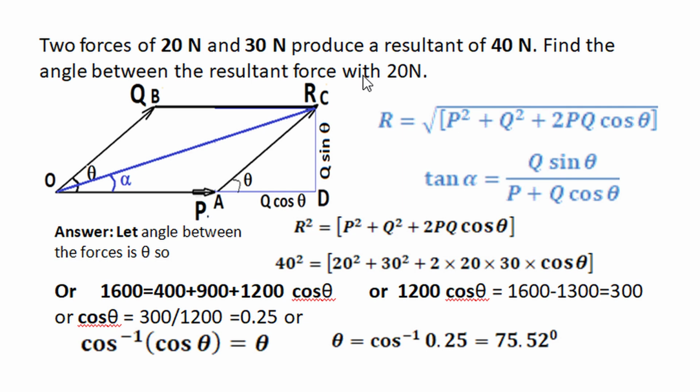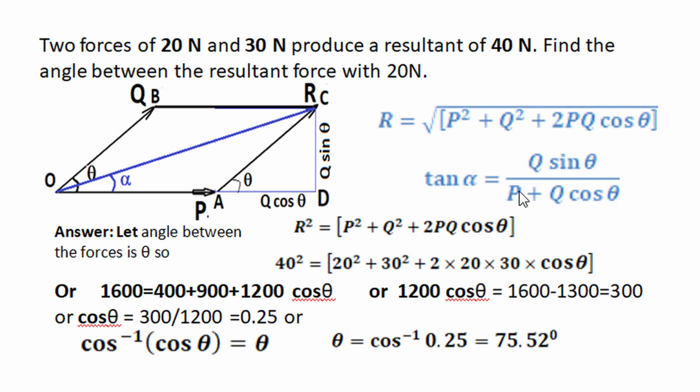This numerical problem definitely improves your calculation ability and enhances your analytical reasoning. The resultant magnitude is given as square root of p square plus q square plus 2pq cos theta, where p and q are two vector magnitudes and theta is angle between, and angle which resultant makes with p is alpha, and tan alpha is q sine theta upon p plus q cos theta.